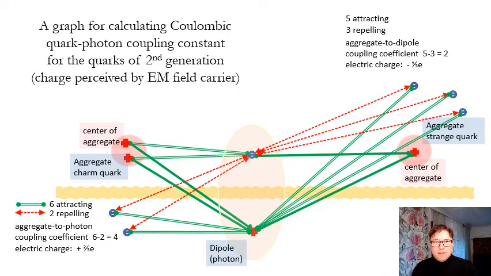And here we have the second generation of quarks, charm quark and strange quark, and we can see the electric charges remain the same, even if the number of connections increases, since the increase is both in attractive connections and in repulsive connections. So in that case, our charge remains the same.